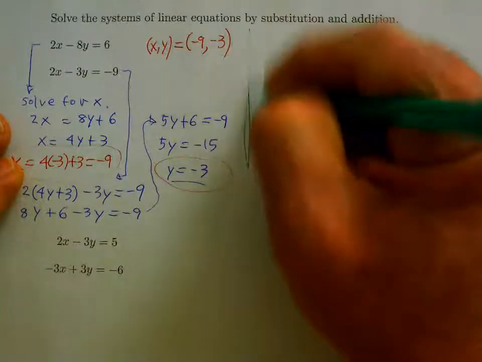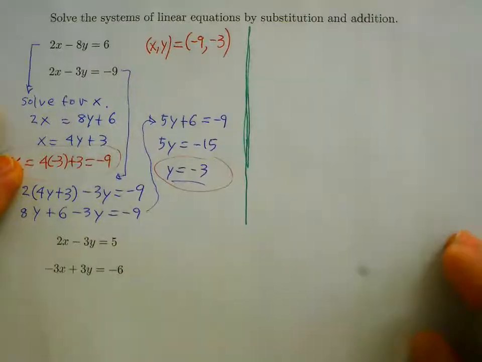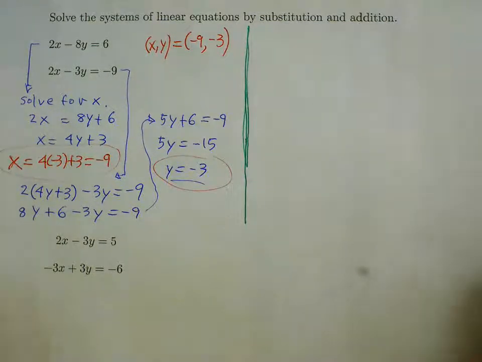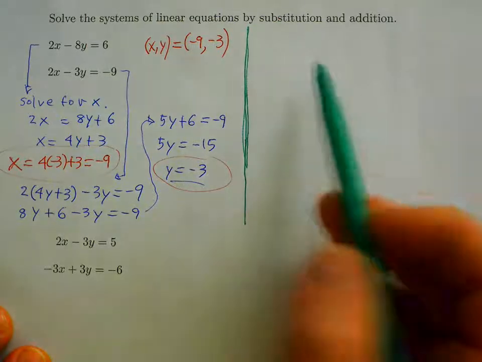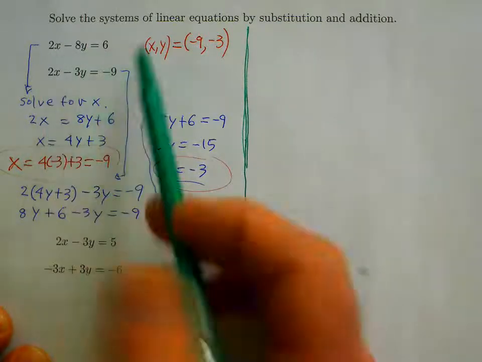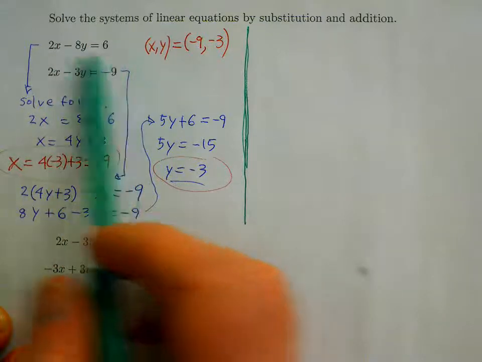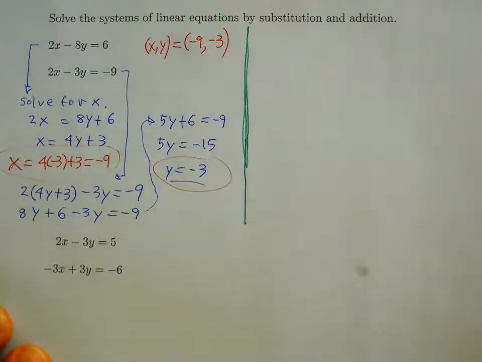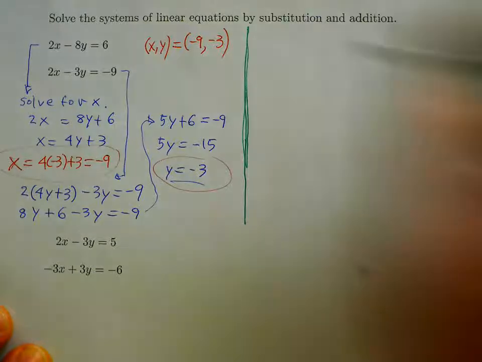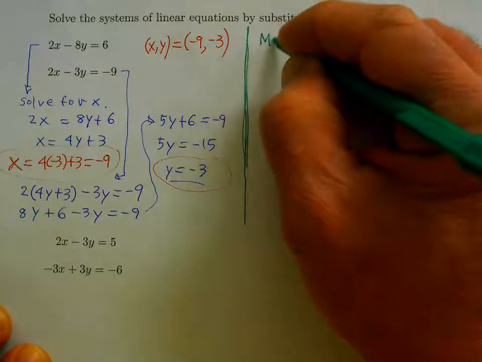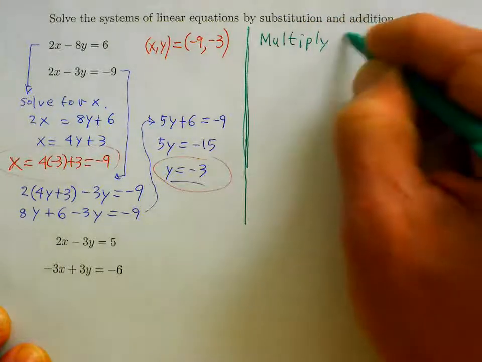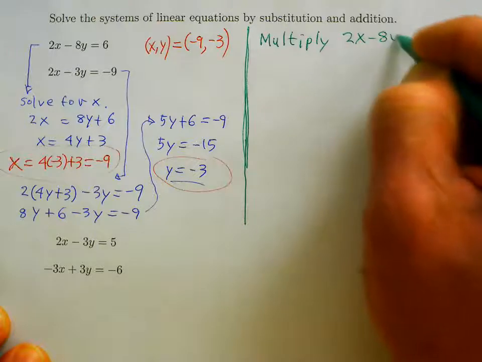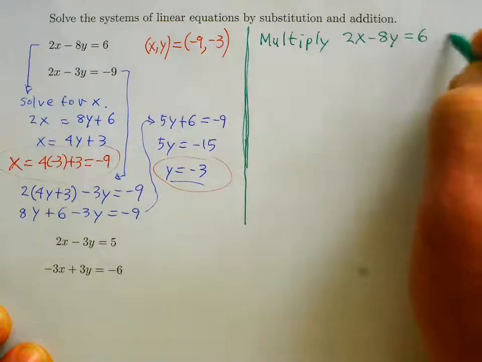Let's solve the same system using the addition method. So multiple options. So I think what I'm going to do, I'm going to multiply every term on both sides of the top equation by negative 1. So I'll write a little bit of detail here. Multiply 2x minus 8y equals 6 on both sides.